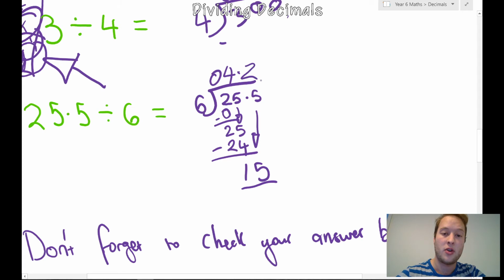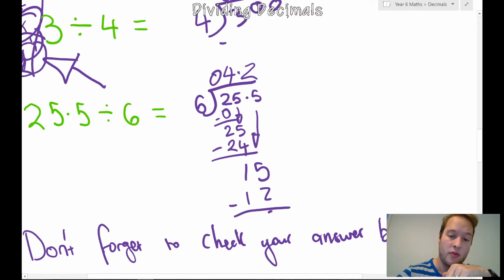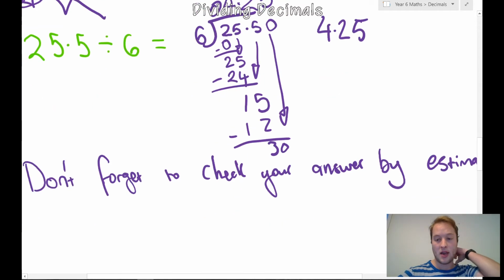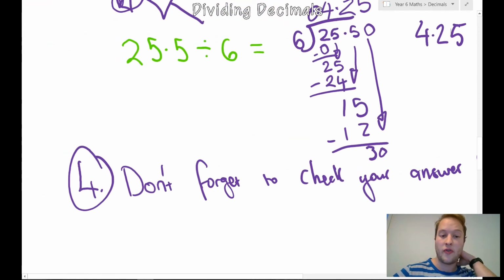If I go any further, I'm going to go too far. So I'll write my 2. 6 times 2 was 12. What is the remainder? It's 3. There's no number here, so I need to add a 0 here and then bring down the 0. 6 into 30, 6, 12, 18, 24, 30 was 5. So my answer is 4.25.